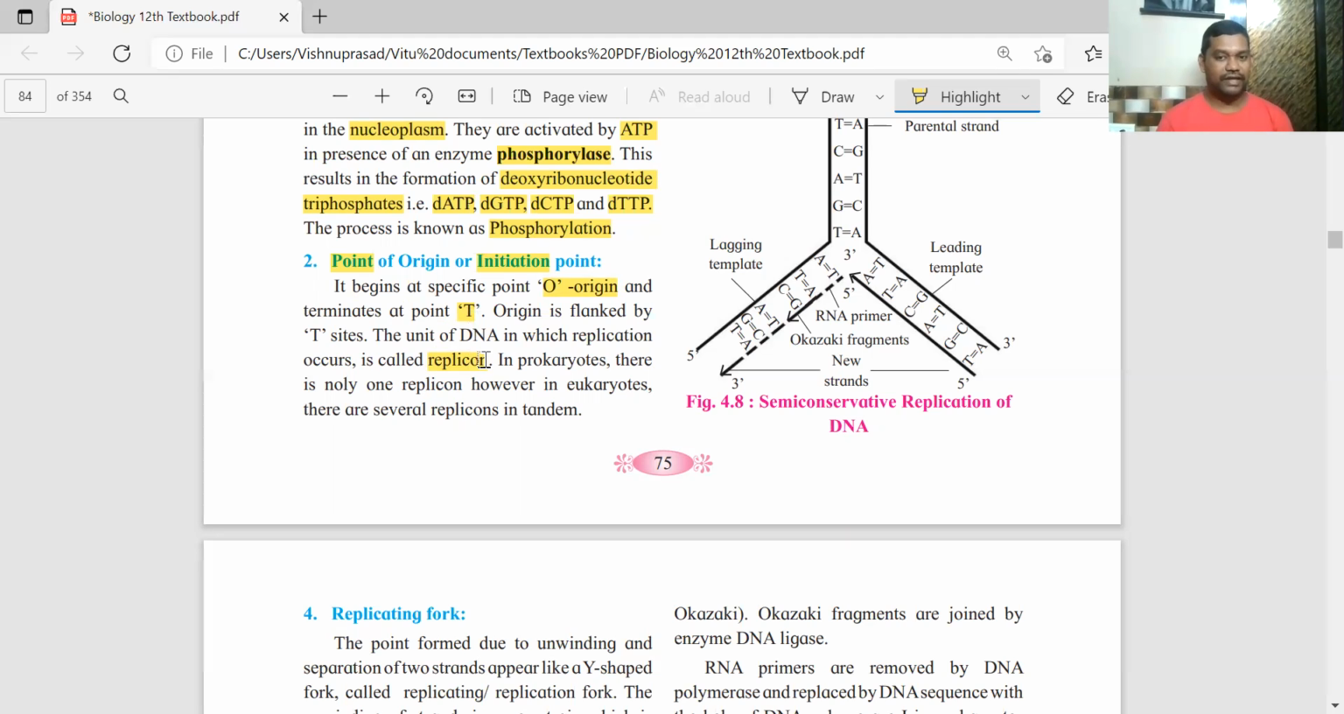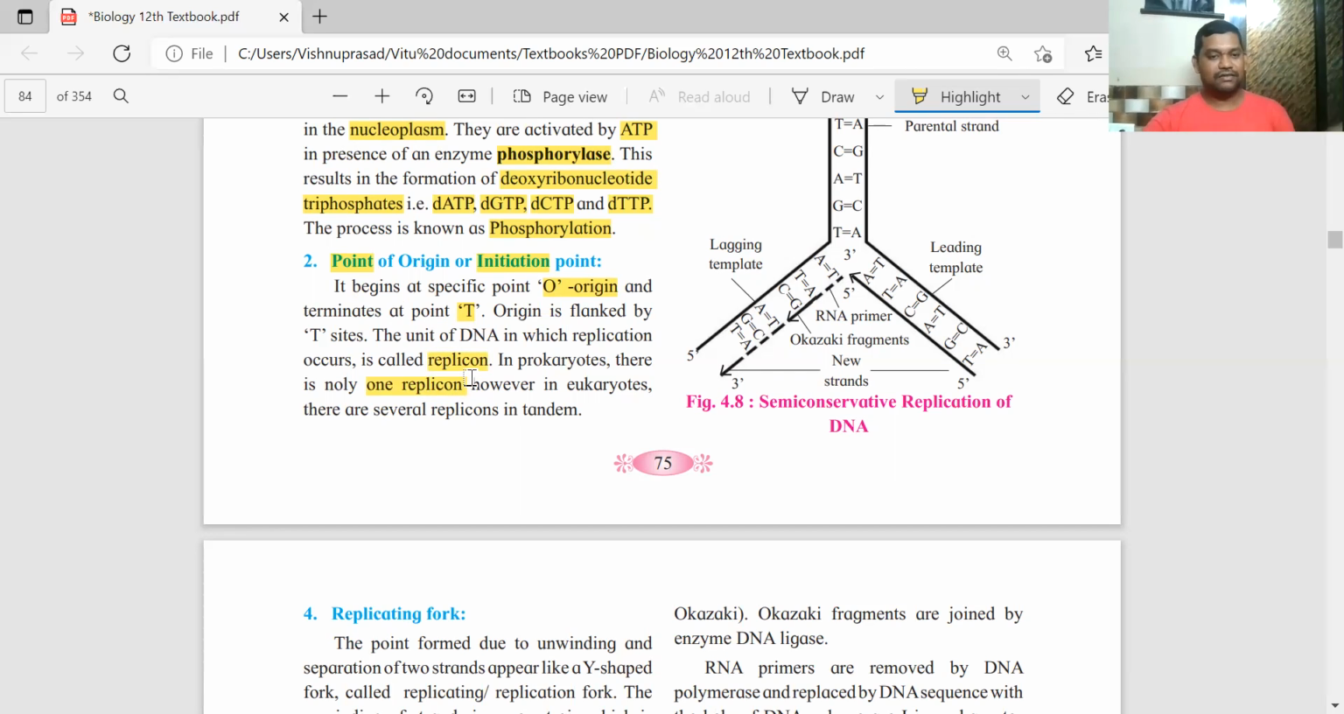तो प्रोकैरियोटिक डीएनए और यूकैरियोटिक डीएनए में जरा सा डिफरेंस है when it comes to replication. Prokaryotic DNA has only one replicon. Oh. Means the entire DNA replicates together.